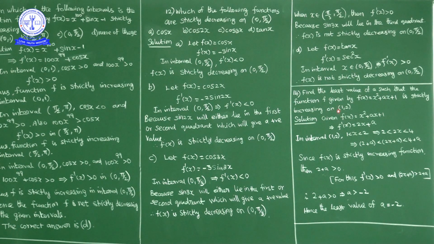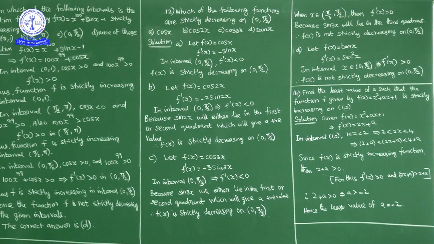Now in the interval 1 to 2, that means 1 less than x less than 2. Now 2x means multiply 2 throughout. So 2 less than 2x less than 4. Add a throughout. So what will we get? 2 plus a less than 2x plus a less than 4 plus a. Now 2x plus a lies between 2 plus a and 4 plus a.